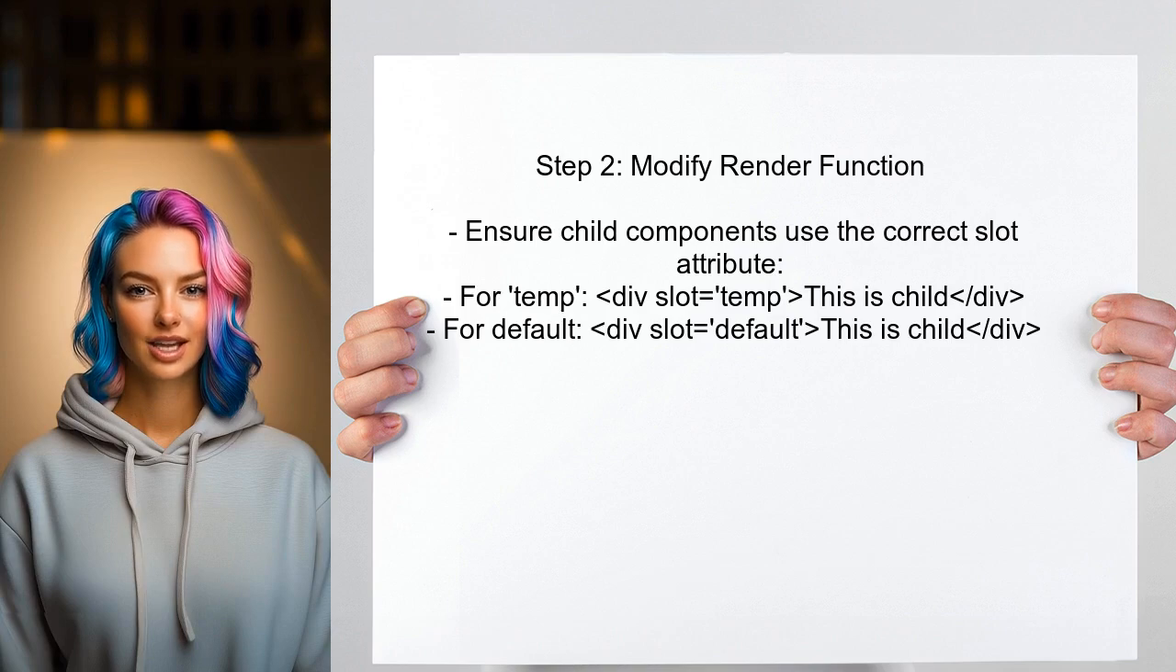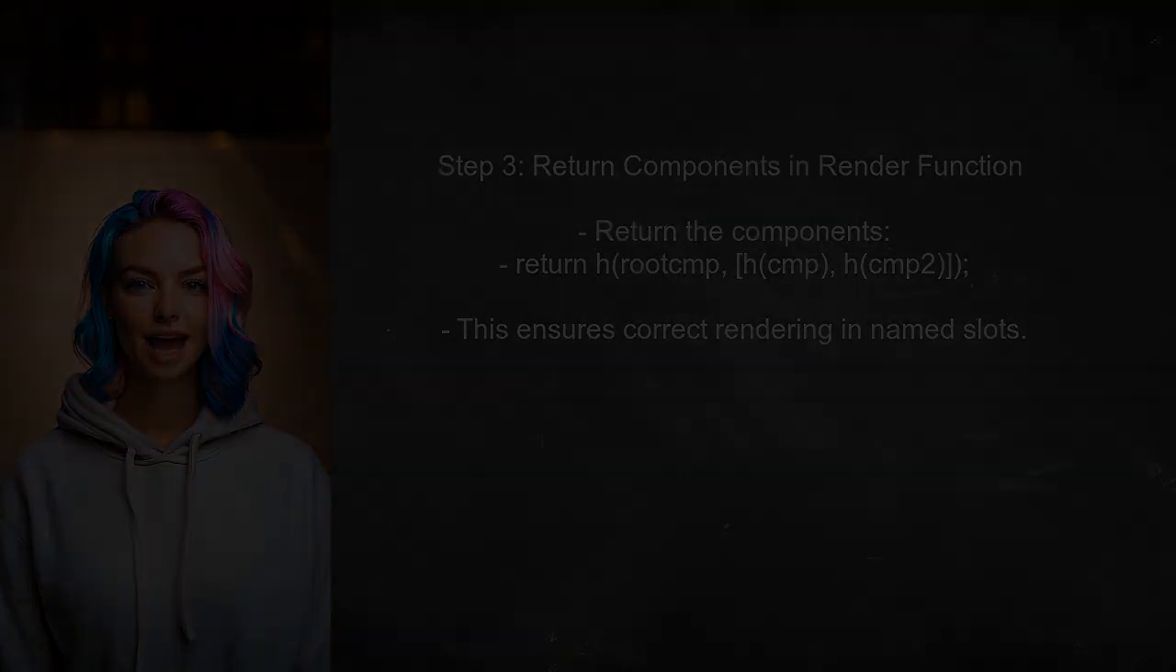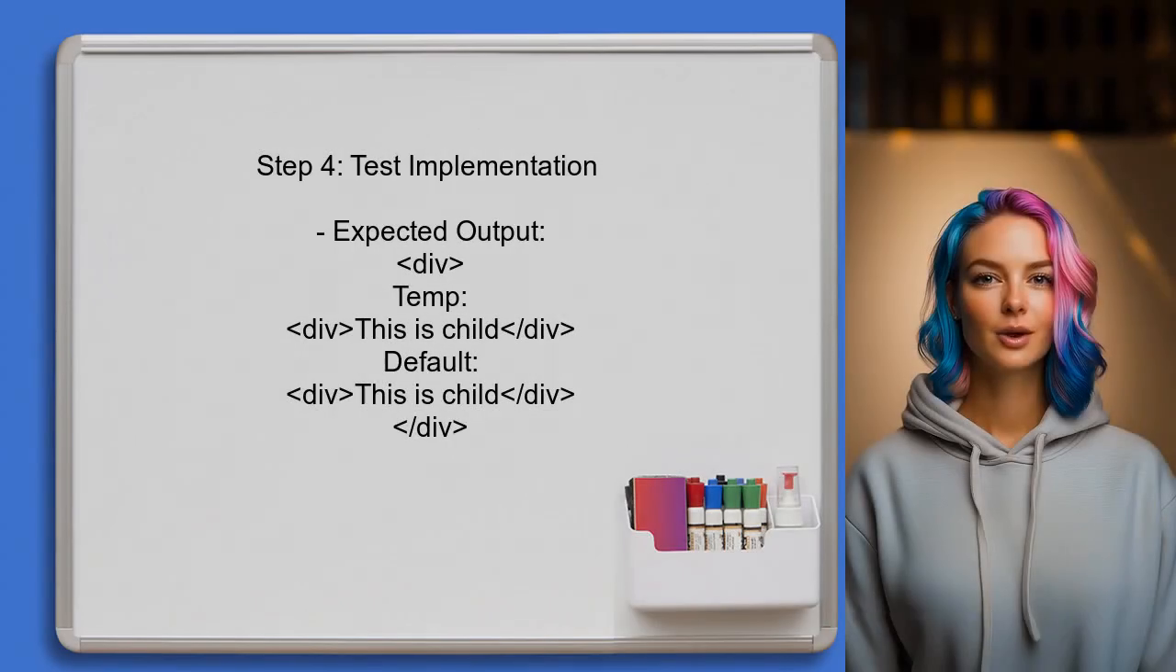This involves using the slot attribute in the child components template. Now, the user should return the components from the render function, ensuring that they are passed as an array to the root component. This will allow Vue.js to render them in the appropriate slots. Finally, the user should test the implementation to verify that the children are rendered in their respective slots. The expected output should show the child in the temp slot and the default slot separately.